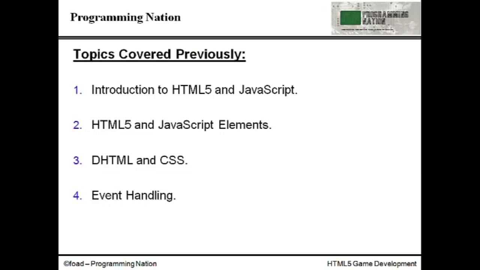Previously, we covered a few topics in HTML5 programming, which were an introduction to HTML5 and JavaScript. We also learned about HTML5 and JavaScript elements, at least some of them. And then we went through dynamic HTML and cascading style sheets. The last thing that we covered was event handling. So all this knowledge that was given last time, some of it would be useful for this course.